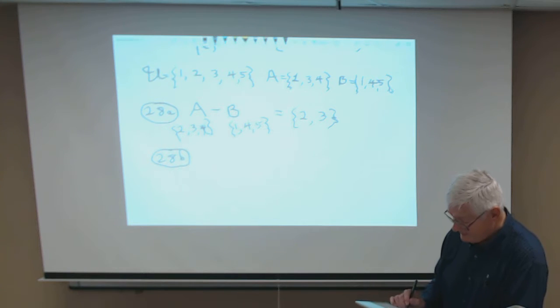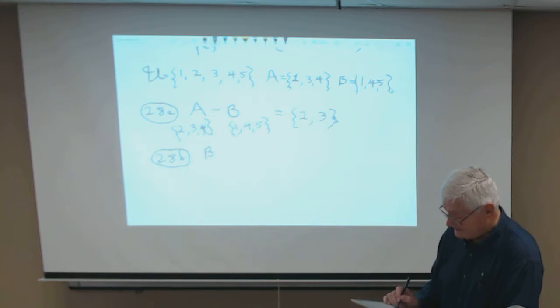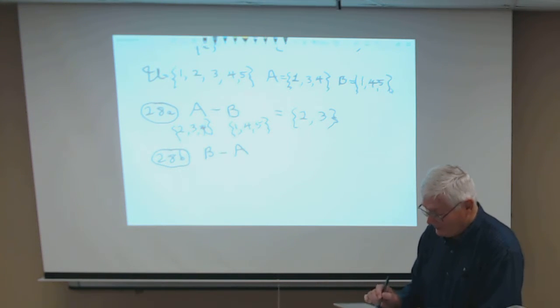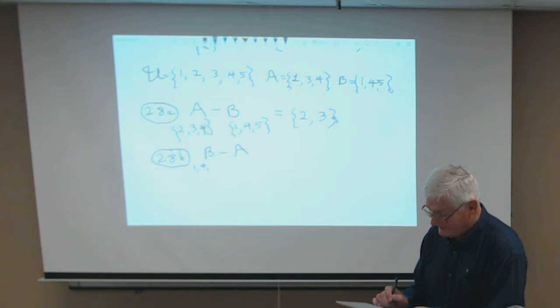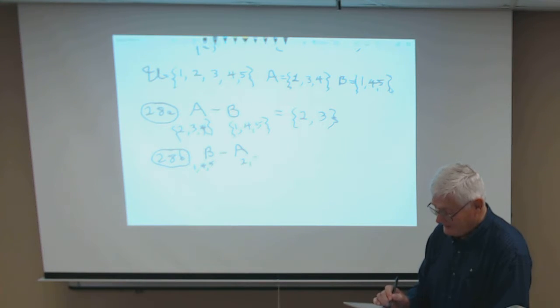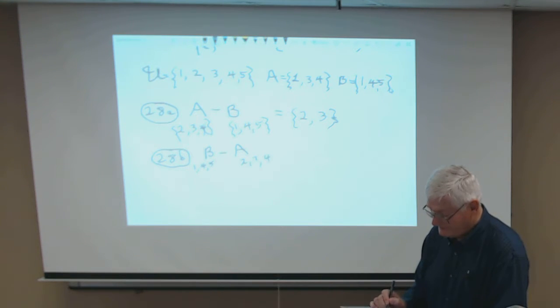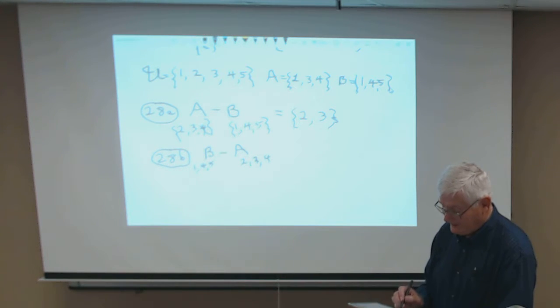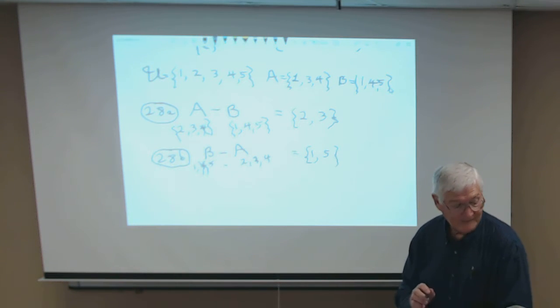28B, B minus A. So this time, what we have first is 1, 4, 5. And A is 2, 3, 4. So what do I take away from B? The 4, right? So what's the answer? 1 and 5. Fantastic. Okay?